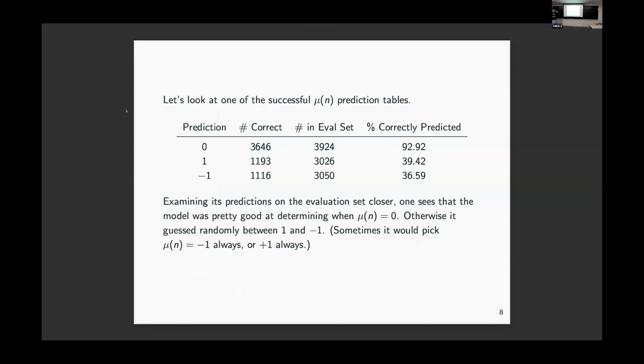So let's look more. How is it actually doing this? Let's take one representative example of what the prediction table looks like. On a very good sample, it predicted 0 correctly on approximately 3,600 of the 3,900 times. It correctly predicted the right value 92% of the time. It was very good as a square free indicator recognizer. And then for the other 2, it was bad.